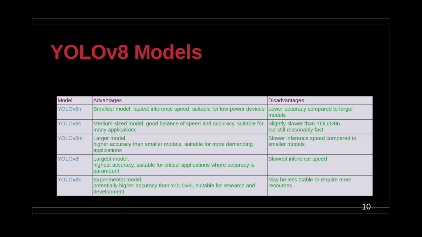Use case. Consider the specific requirements of your application. If you need to detect small objects, a larger model may be necessary. It is recommended to experiment with different models to find the best fit for your particular use case. You can easily try different models using the Ultralytics library and evaluate their performance based on your criteria.